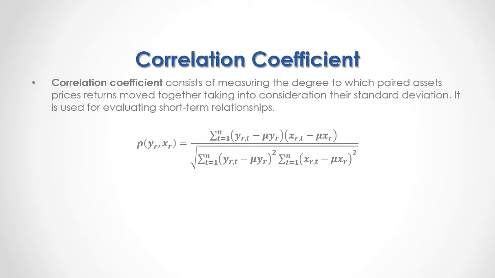As a formula, correlation coefficient between asset Y and asset X returns is equal to, and then within the numerator we have the sum from the first to the last of the difference between asset Y returns minus their arithmetic mean multiplied by asset X returns minus their arithmetic mean. This is then divided by the square root of the sum from the first to the last of the difference between asset Y returns minus their arithmetic mean, that result to the power of 2, multiplied by the sum from the first to the last of the difference between asset X returns minus their arithmetic mean to the power of 2.